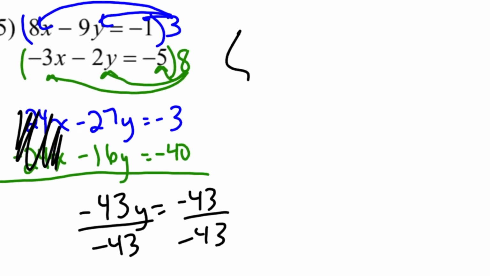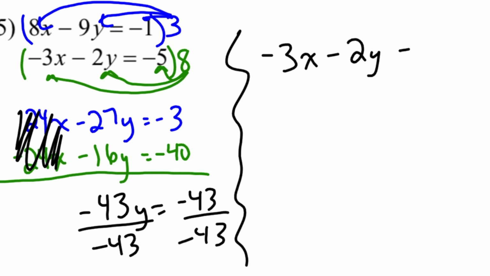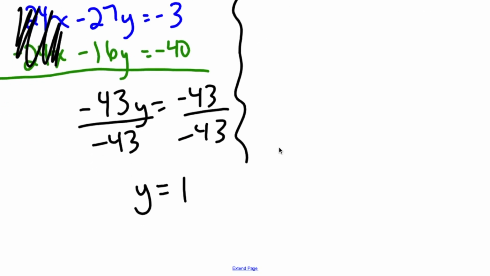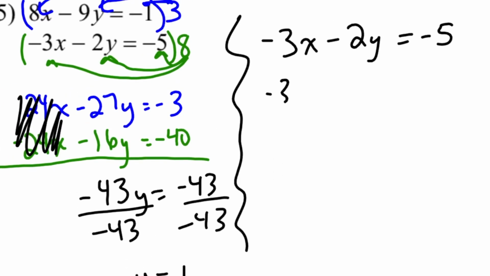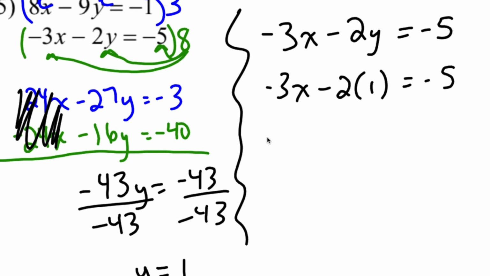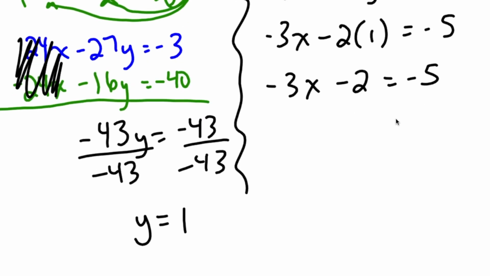I'm going to take the bottom equation this time. I used the top one last time. So negative 3x minus 2y equals negative 5. And I know that y is 1. So let's plug that in and then solve for x. So here we go. Negative 3x, negative 2 times 1 is a negative 2, equals negative 5.